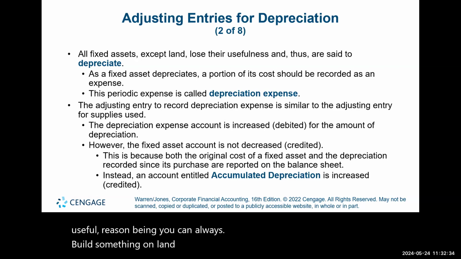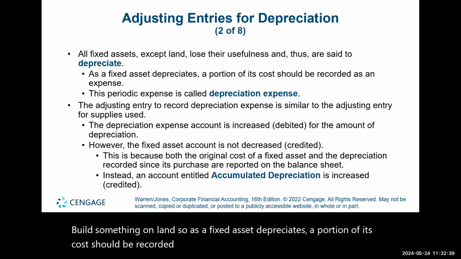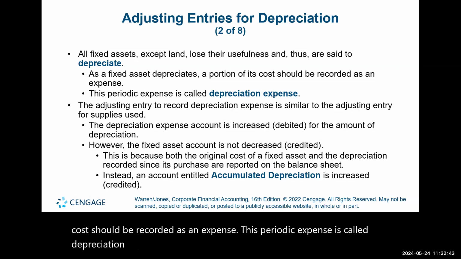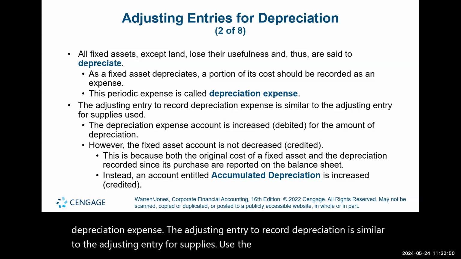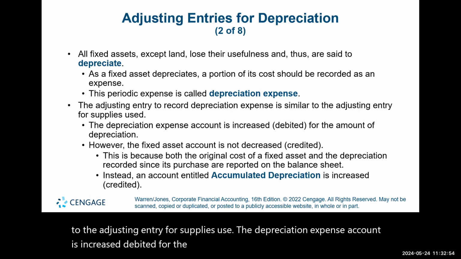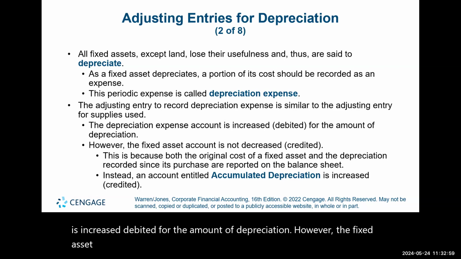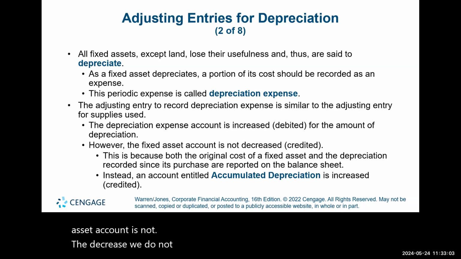So as a fixed asset depreciates, a portion of its cost should be recorded as an expense. This periodic expense is called depreciation expense. The adjusting entry to record depreciation is similar to the adjusting entry for supplies used. The depreciation expense account is increased, debited for the amount of depreciation. However, the fixed asset account is not directly decreased. We do not directly credit the account for the fixed assets.